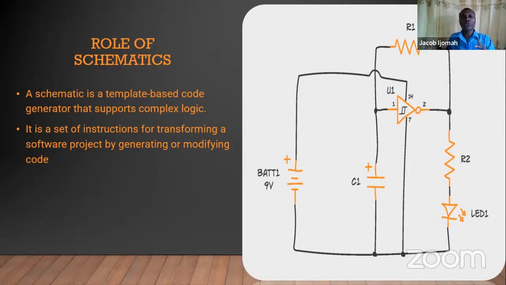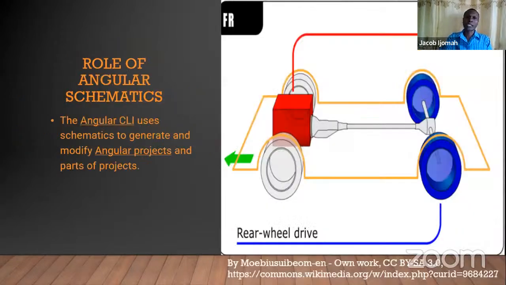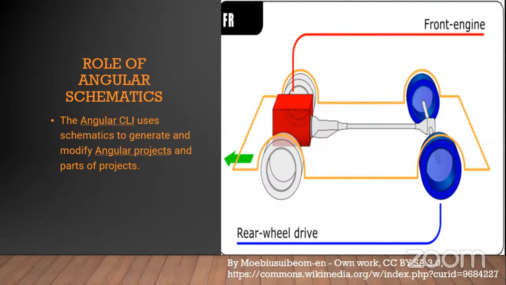So it's a template code generator that supports complex logic. And simply, it's just a set of instructions for transforming a software project, by either generating it from scratch or modifying the existing code. So the role of schematics in an Angular application: the Angular CLI uses schematics to generate and modify different parts of Angular projects.